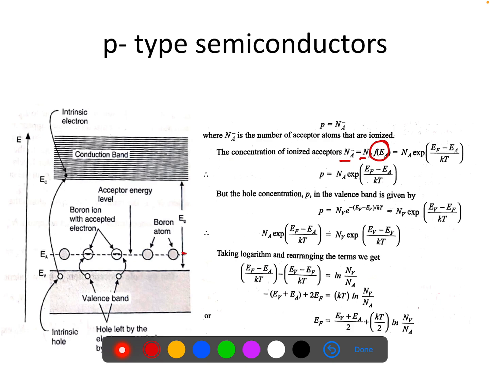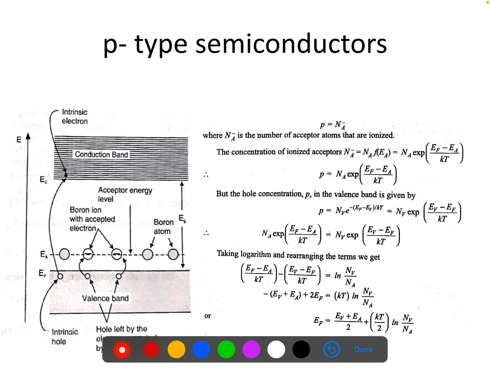So that is the acceptor level. Now you are calculating how many electrons are there. Earlier you calculated how many electrons were left, so that's why 1 minus F, but now you are calculating how many electrons are available in this Ea state. So it is simply F of E, and you substitute the value of this F of E, you will end up with an expression like this.